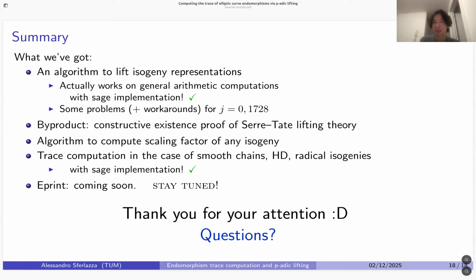Yeah, thanks. That was a great talk. Maybe I can start. So yeah, as you said, the complexity looks very, very impressive. Can you apply this to point counting?